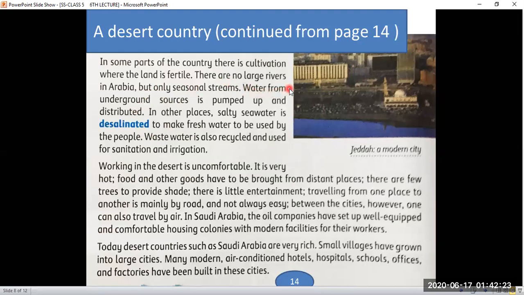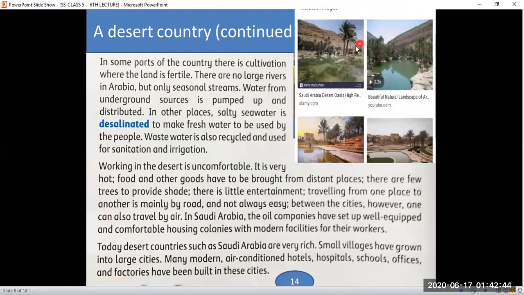There are no large rivers in Arabia, but only seasonal streams. Water from underground sources is pumped up and distributed. In other places, salty seawater, look at here, so these are the different rivers which flow from the Arabian countries. So water from the underground sources is pumped and distributed.